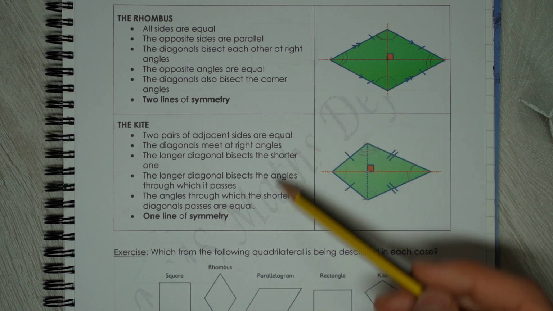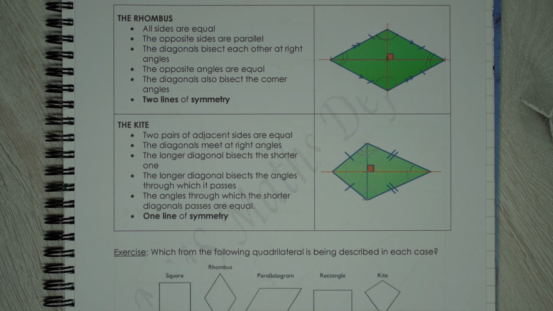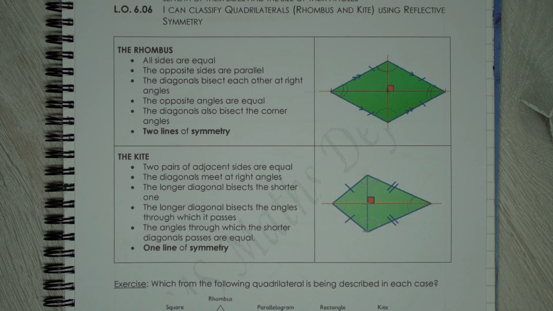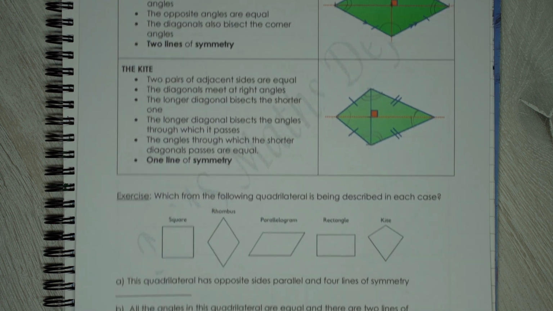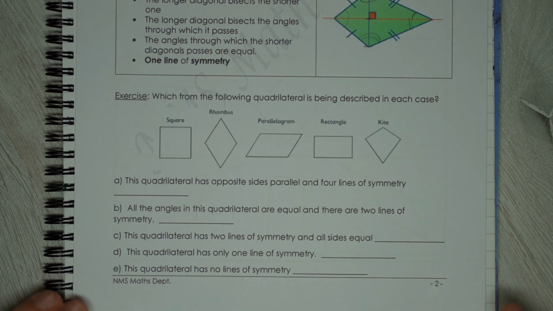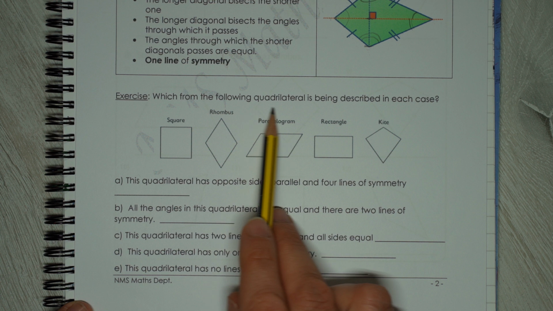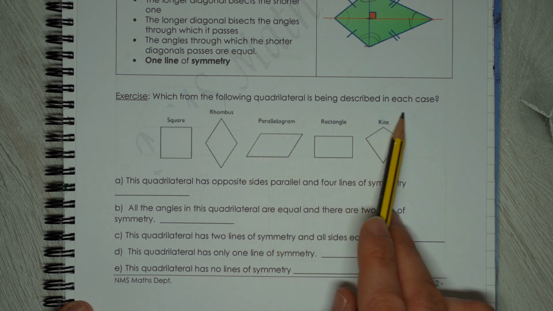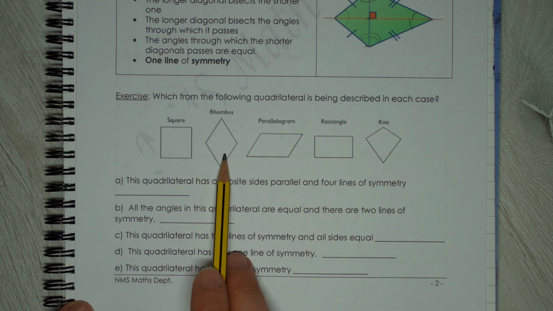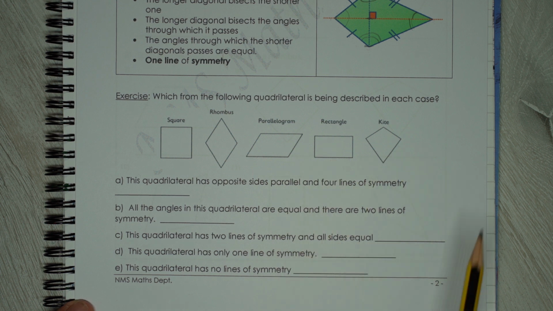You need to remember these, you need to study them very well. Okay, these are very important. And you have some exercises to work out. So the first exercise on page 2 is this. Which of the following quadrilaterals is being described in each case? So we have the square, the rhombus, parallelogram, rectangle and kite.